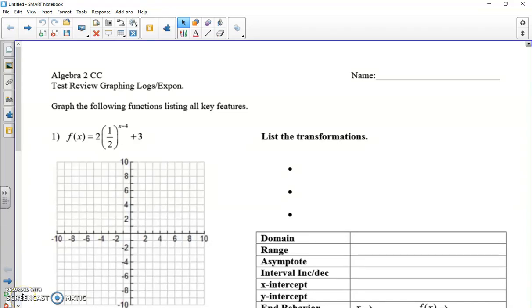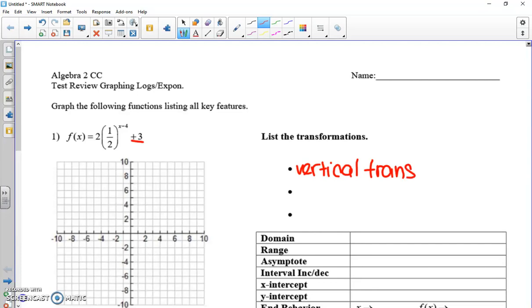All right, you guys. So we're going to go over the test review today for graphing logs and exponentials. First thing, we want to list the transformations. Remember, whenever you have something added or subtracted out here, that's going to move it either up or down. So this is a vertical translation. Up 3. Okay, so we went up 3.